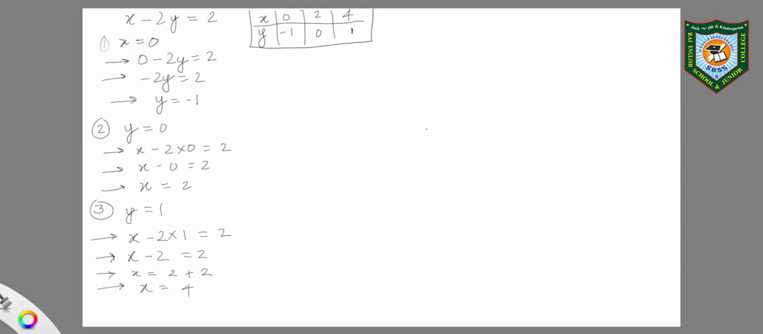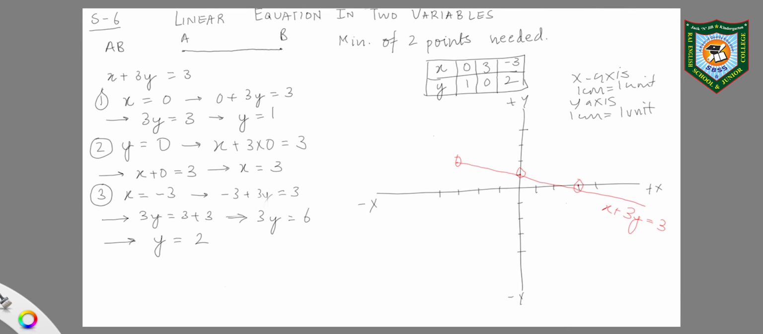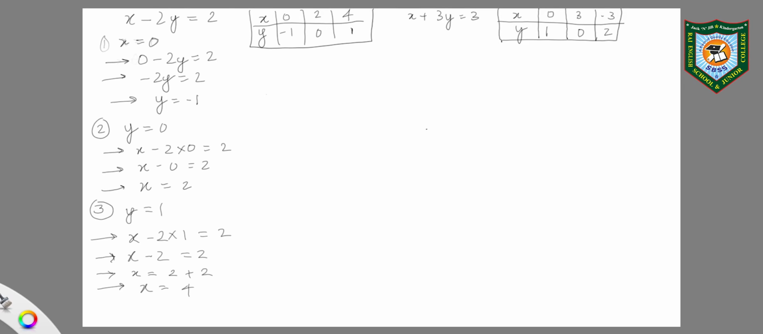Now we're going to write down the points from the previous equation. My previous equation was x plus 3y is equal to 3, and my solution was x, y: x 0, y 1; x 3, y 0; and x minus 3, and y was 2. Just to be sure, we are going to check our solution. So we can see x 0, y 1; x 3, y 0; x minus 3, y 2. Now back to our graph.